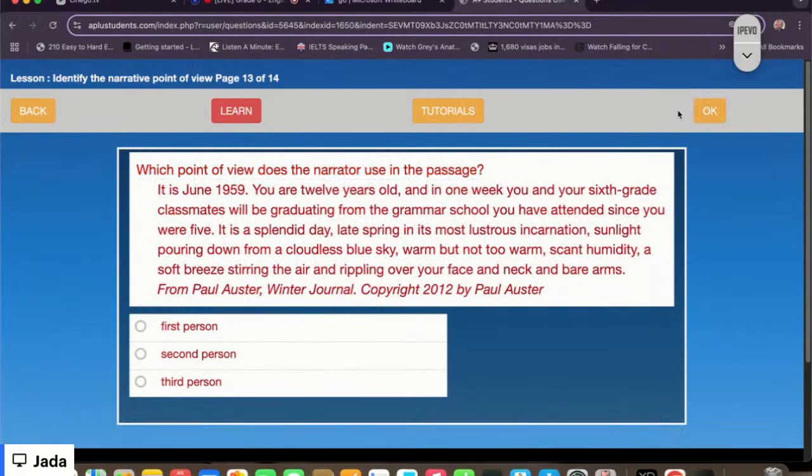So in June 1959, you're 12 years old, and in one week, you and your sixth grade classmates will be graduating from the grammar school you have attended since you were five. It is a splendid day, late spring in its most lustrous incarnation, sunlight pouring down from a cloudless blue sky, warm but not too warm, scant humidity, a soft breeze stirring the air and rippling over your face and neck and bare arms. First, second, or third.